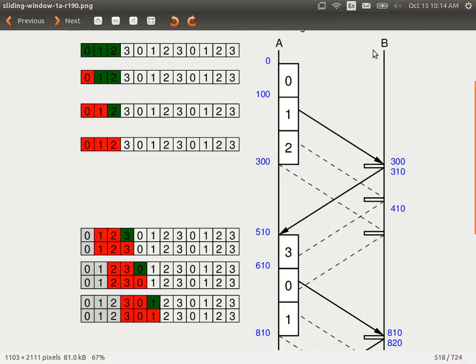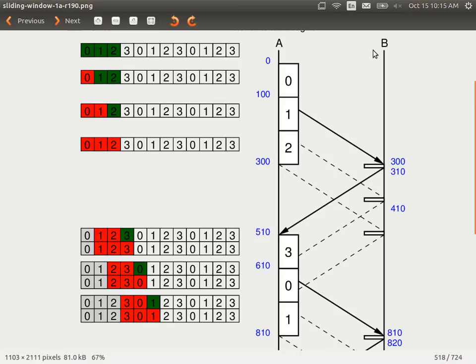So transmit the first frame starting at 0, finish at time 100, it arrives at time 300, 10 to transmit an ACK, 310, 200 to propagate back. The first ACK comes back at time 510. So let's follow through. Here we have transmission delay of 100, propagation of 200, transmission of an ACK is 10. No processing to keep it simple. So in normal stop and wait, it'll be one frame, ACK, next frame, ACK, and so on. But with sliding window, it will allow us, in this case, to send three frames, 1, 2, and 3.